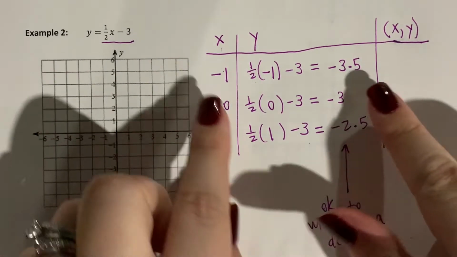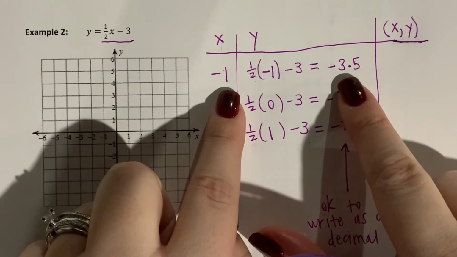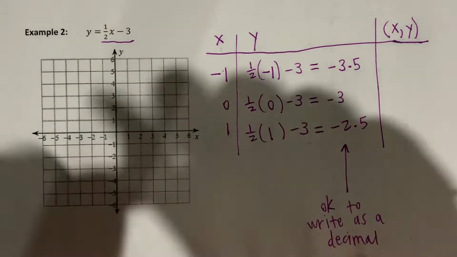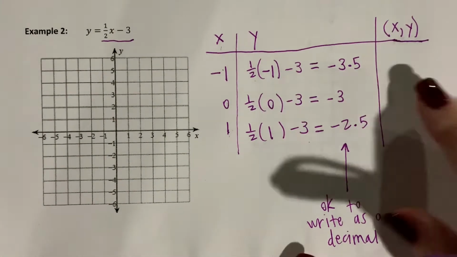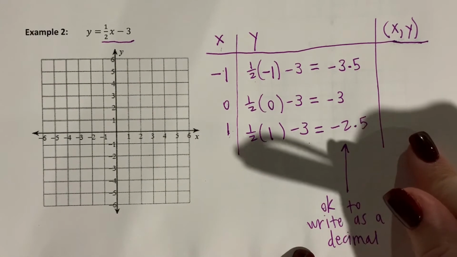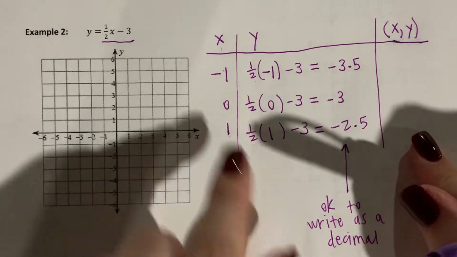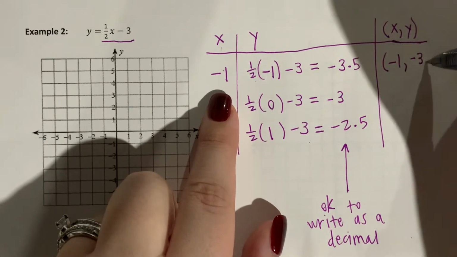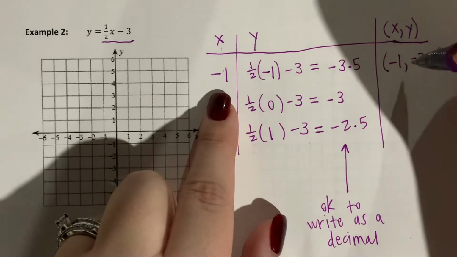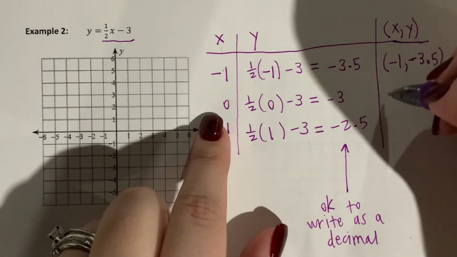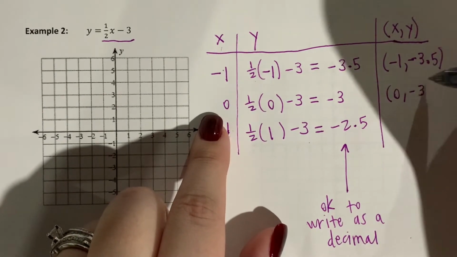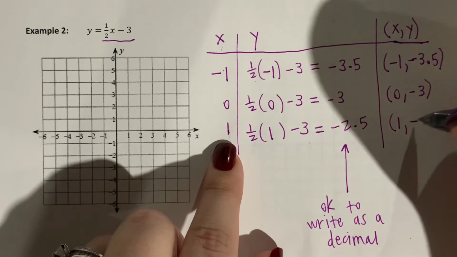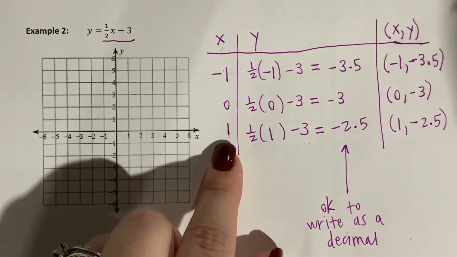If you can notice that this is your ordered pair, -1, comma, -3.5, and if you can go to graph that right away, that's fine. Otherwise, it might be helpful for you to write your 3 ordered pairs. I like to do that. So my first ordered pair was -1, comma, -3.5. My second ordered pair is 0, comma, -3. And my last ordered pair is 1, comma, -2.5.